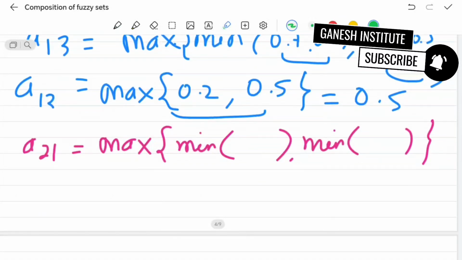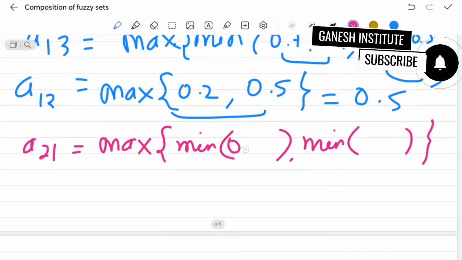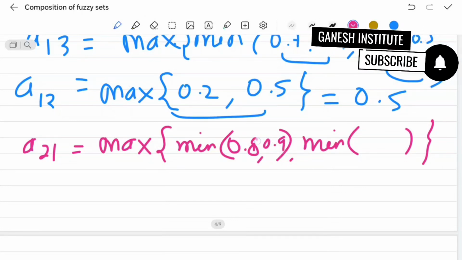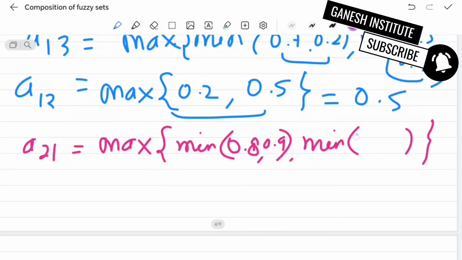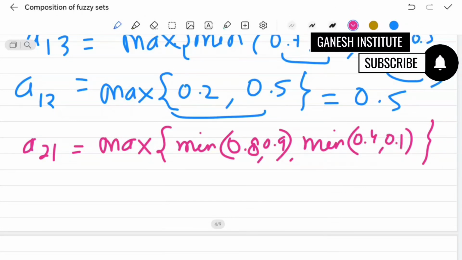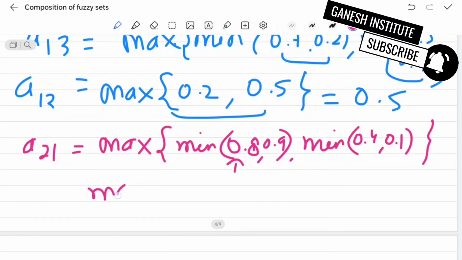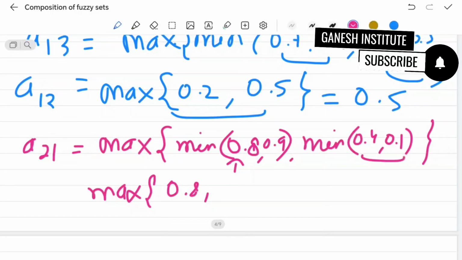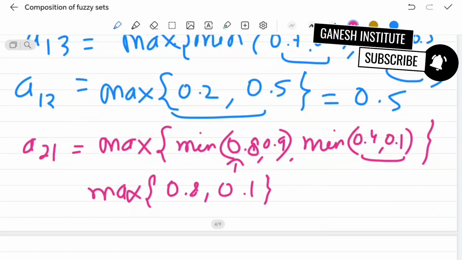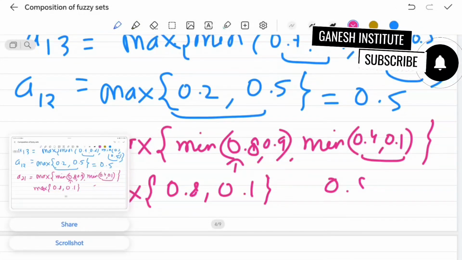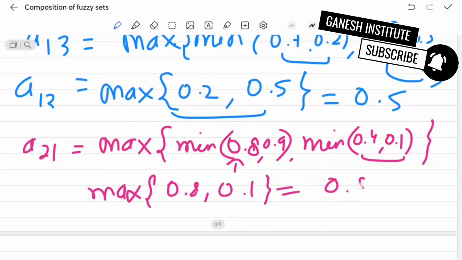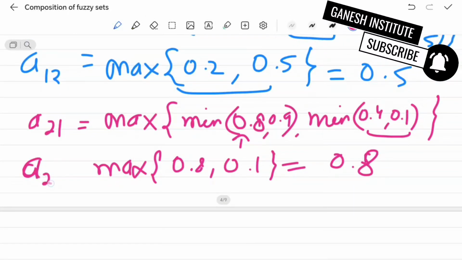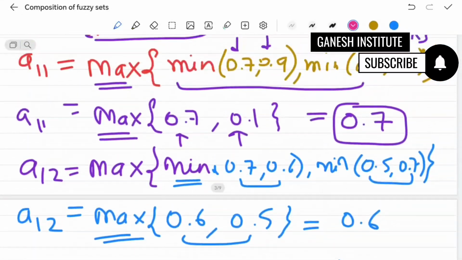Okay, let's jot it down. Minimum of 0.8, 0.9, and then minimum of 0.4, 0.1. Now tell me, what is the minimum out of these? 0.8. What is the minimum out of these? 0.1. Then what is the maximum? It is 0.8. Correct? So my second row, first column is 0.8.